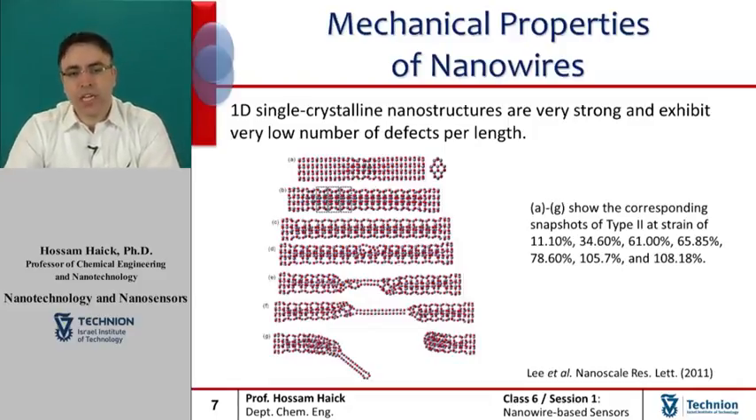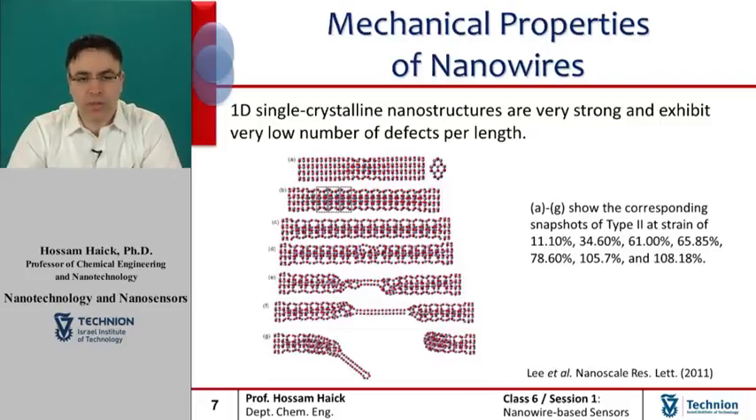With a continuous increase in strain, the necking deformation gradually induces the nanowire to become a 2-atom wide chain in the middle region, as shown in figure E and figure F on the screen. After a strain of 108%, the 2-atom wide chain is fractured, as seen in figure G on the screen.